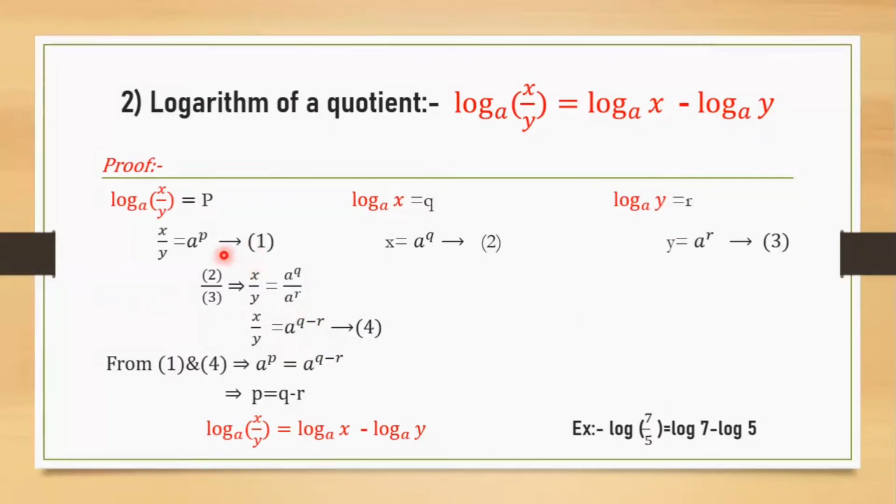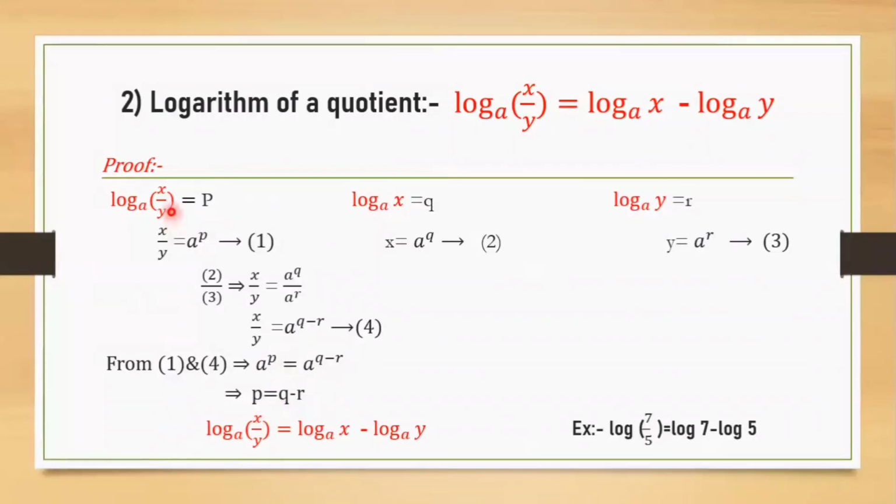So from the first one, x by y equals a to the power of p. But in the fourth one, x by y equals a to the power of q minus r. After substituting the value of x by y as a to the power of p in the fourth one, it is written as a to the power of p equals a to the power of q minus r. The bases are equal, so the powers will be equal here. So p equals q minus r.